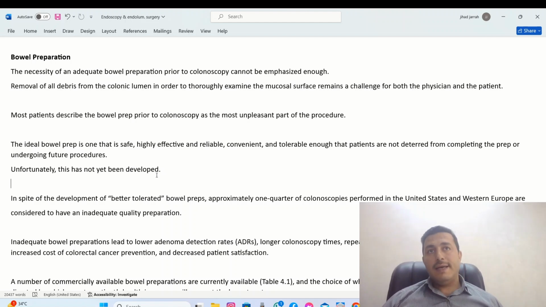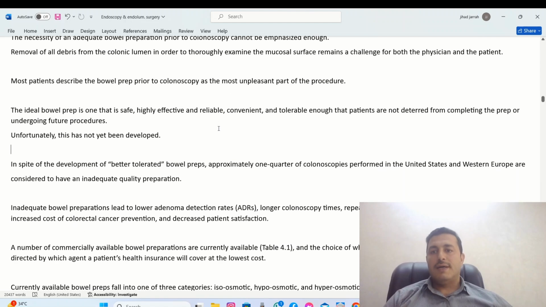Actually, bowel preparation is usually described as the most difficult or unpleasant part of the exam by the patient. So some patients cannot tolerate the bowel preparation, and about a quarter of the patients in the United States are not well prepared. This is a very high percentage. Of course, not well prepared due to many causes we will see in the next few minutes.